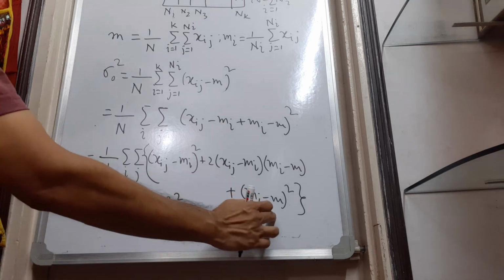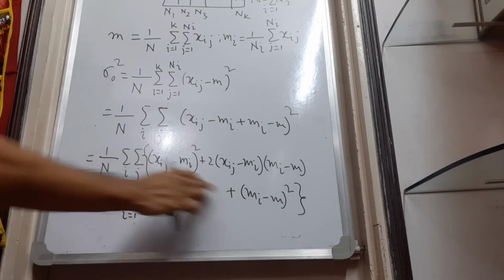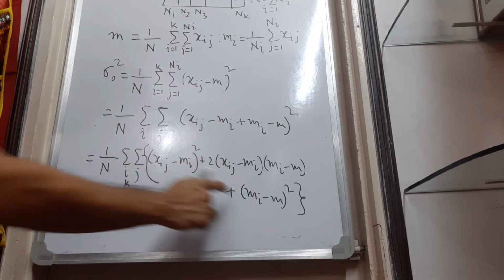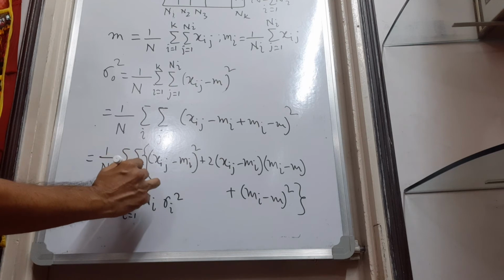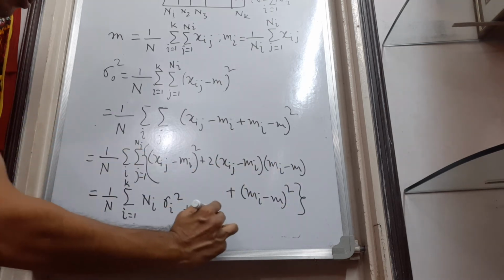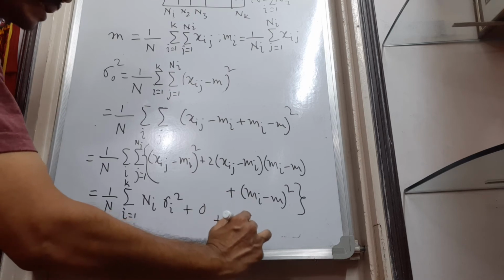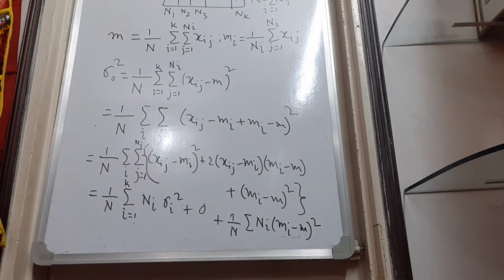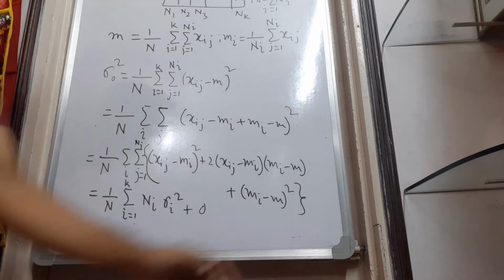And for this term we are just using the definition of sigma cap square. Sigma cap square is defined to be 1 by N summation n_i into (M_i minus M) whole square, the weighted average. And so, we can easily find that if we sum over j, this (M_i minus M) square is summed up n_i times. So, this term becomes 0 and this term comes out to be 1 by N summation n_i (M_i minus M) whole square. So, this will be precisely sigma cap square.